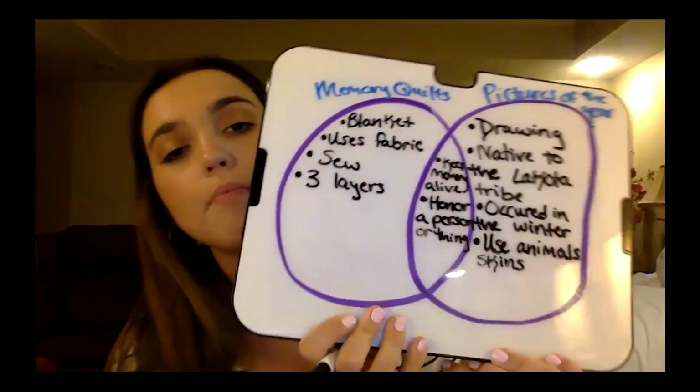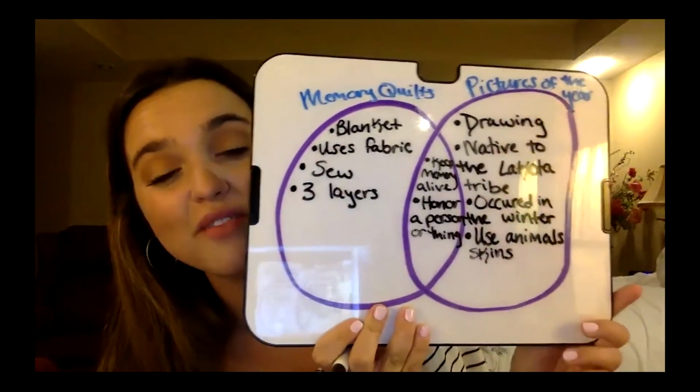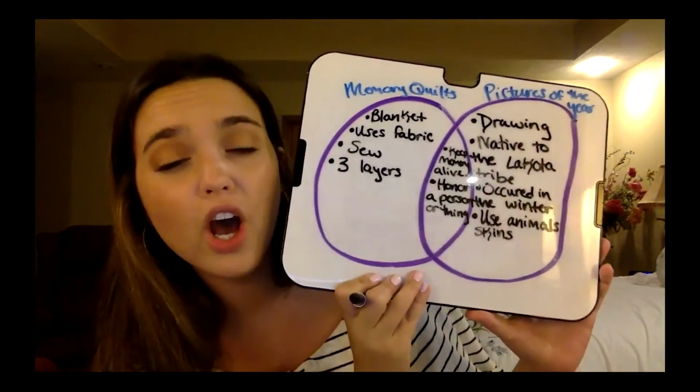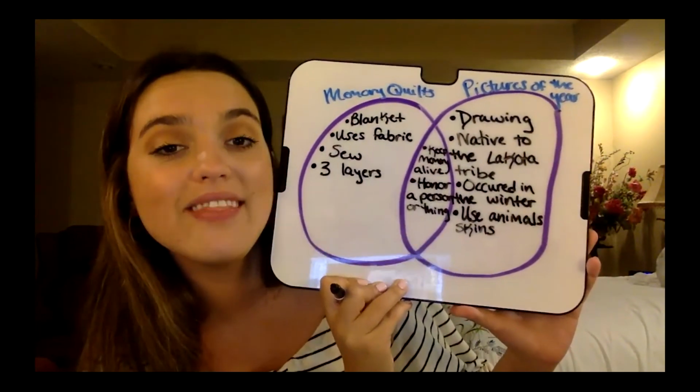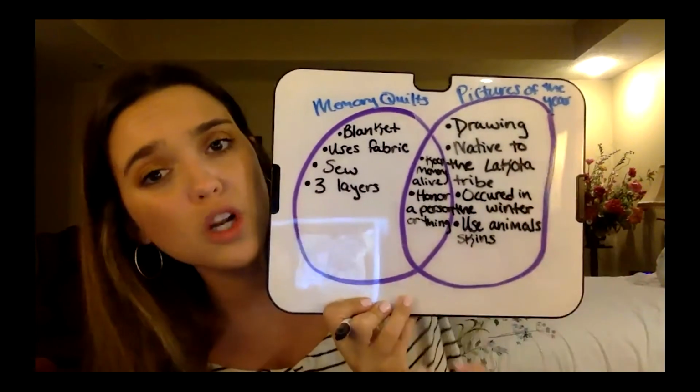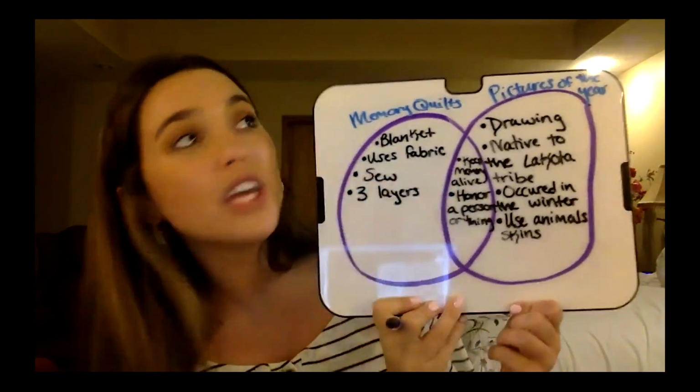So I'm thinking for the similarity, we could write that they can honor a person or thing. They can honor a person or a thing, because even with the picture of the year, they could draw someone on there, or they could draw an important event or a thing that was going on in their tribe at the time. And of course quilts, I mean, you can honor anyone.